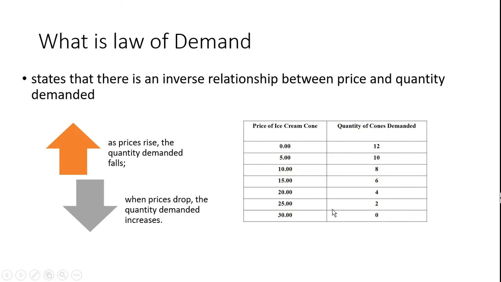Now let's read the same table from bottom to top. My quantity demanded was 0 when price was 30. I didn't have the ability to purchase any quantity. But when my price decreased from 30 to 25, my quantity demanded increased from 0 to 2. Similarly, when my price decreased more, like from 25 to 20, my quantity demanded increased from 2 to 4, and so on. So that's the table.